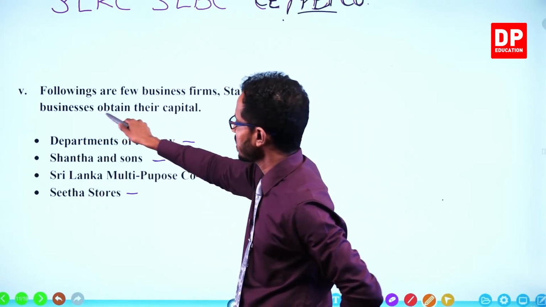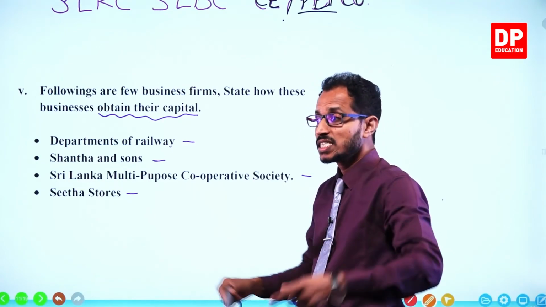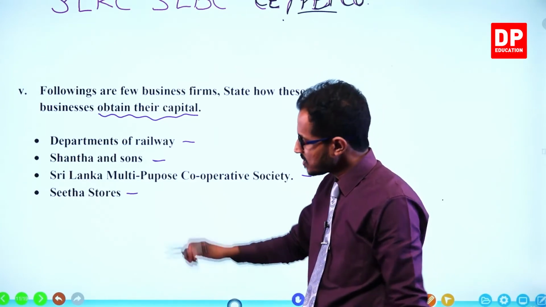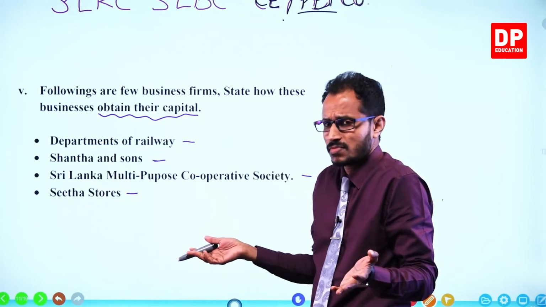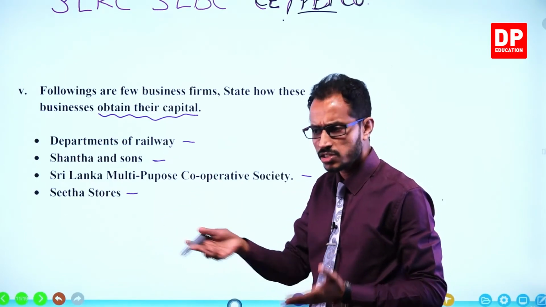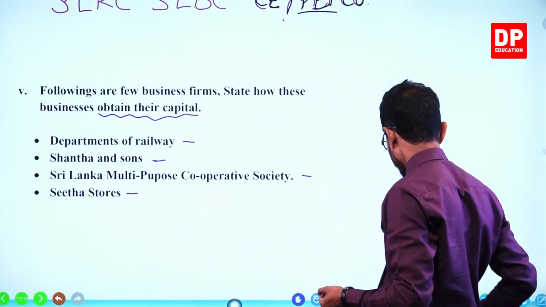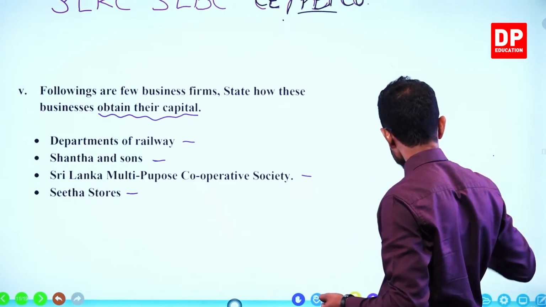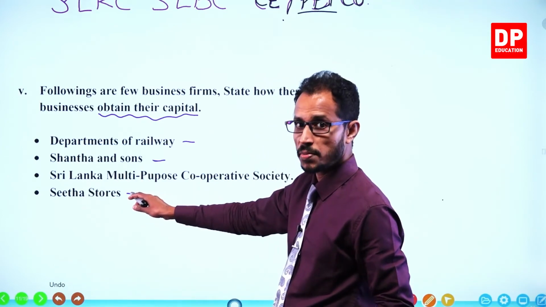All right. How do these businesses get their capital? Obtaining capital means to collect capital. Let's start with the easiest one. Sita Stores. Sole proprietorship or not? Easy. It's a sole proprietorship. It's Sita's shop. So how do sole proprietorships collect capital or get capital?